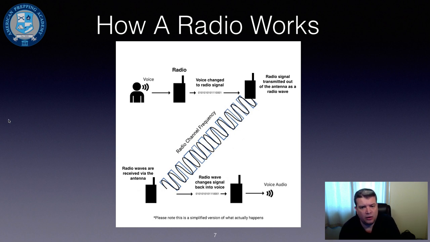Okay, so how a radio works. As a person takes their voice and speaks into the radio, and this is a real simplified version, the voice is changed into a radio signal, then the radio signal is transmitted out of the antenna via a radio wave, on that specific frequency. Then the other radio in the communication, the antenna picks up the received message, changes it back into voice, and then you hear it come out through the speaker.